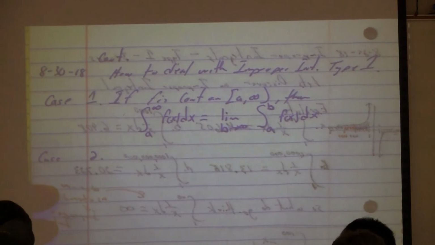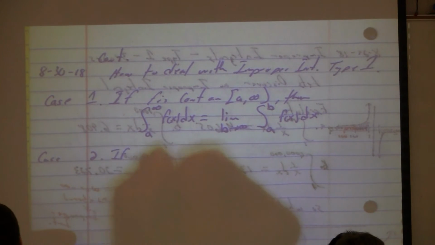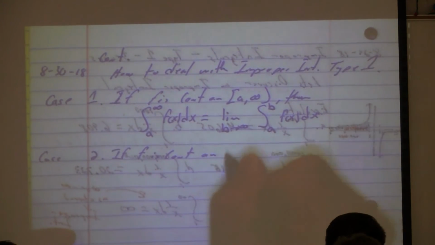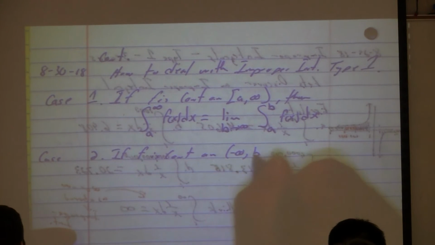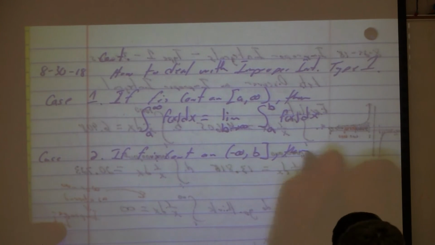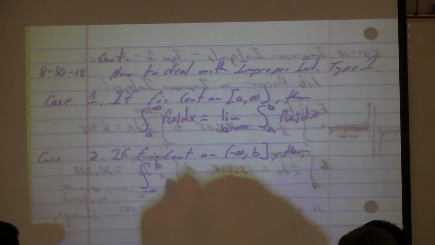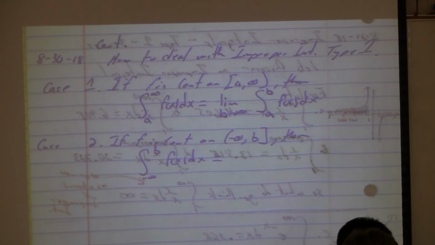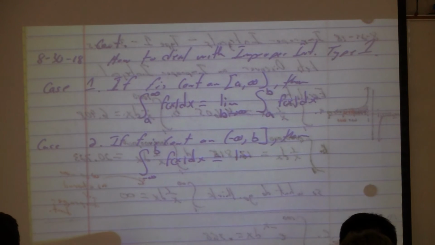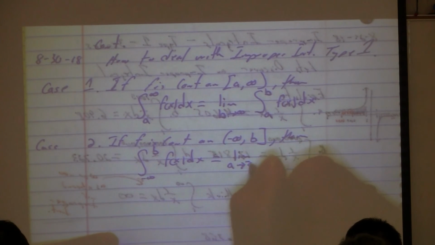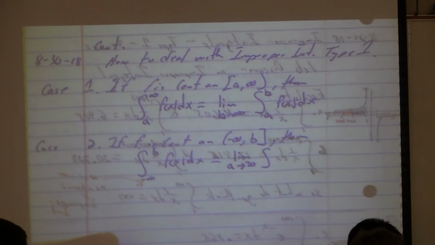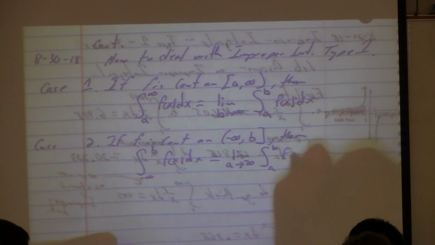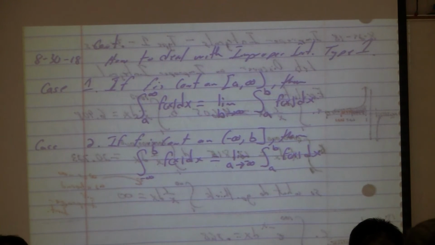Cool? Okay. So case 2 is very similar to that one, except on this one, it's if f is continuous on the open interval negative infinity to b, then the integral from negative infinity to b of that function, an improper integral because it's got an infinity there, how would I write it? The limit as a goes to negative infinity of the integral from a to b of f of x dx. That's how I would handle that.